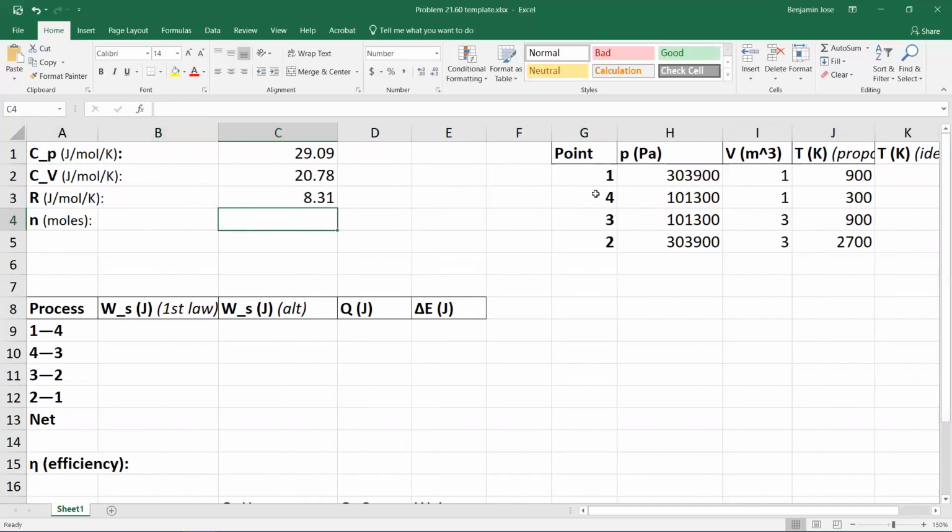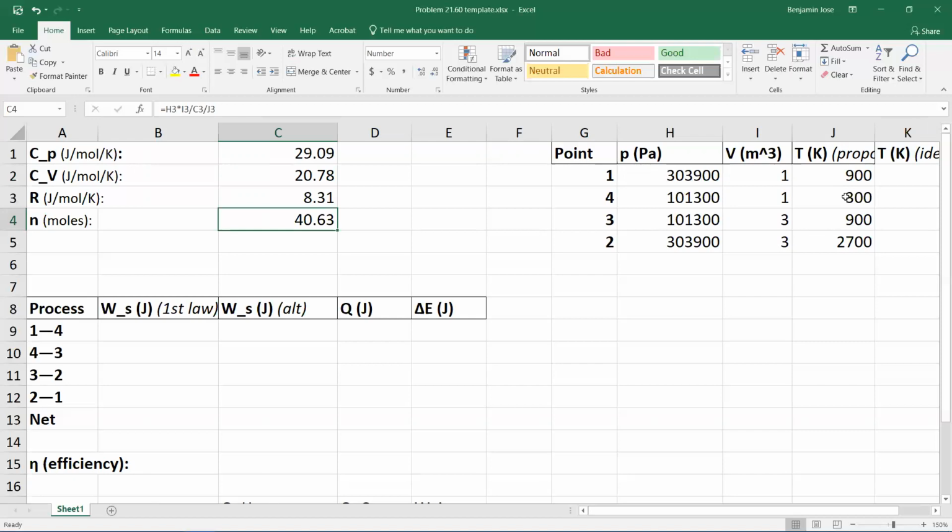Okay, PV equals nRT says that n equals PV over RT. So this equals the pressure at state 4 times the volume at state 4 divided by cell C3, that's R, divided by the temperature that was given, 300 kelvins. Okay, that's how we determine the number of moles.